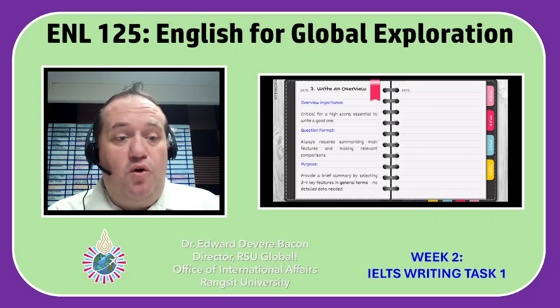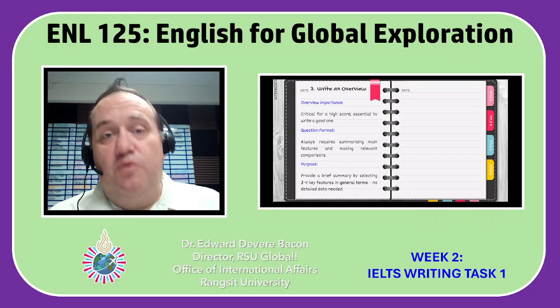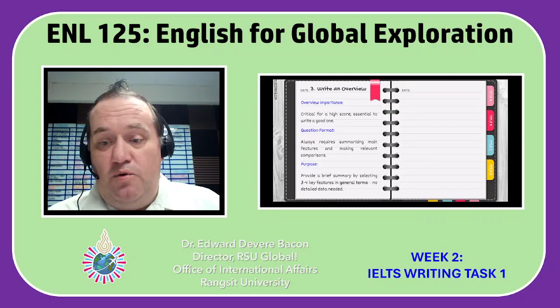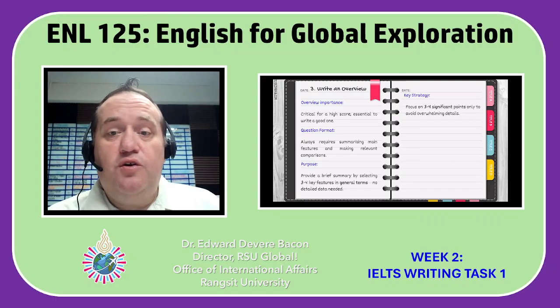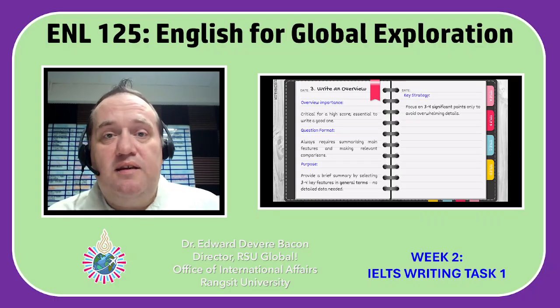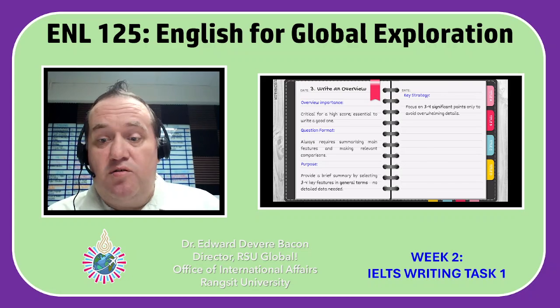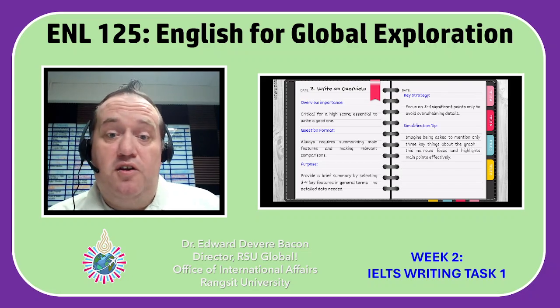Basically what you want to do is focus on the important details and leave out the details that are not so important. And focus on 3 significant points only, to avoid overwhelming details. So again, not too many details. You choose what you think are the top 3 to 4 points. Focus on those and summarize those and paraphrase them by using synonyms.